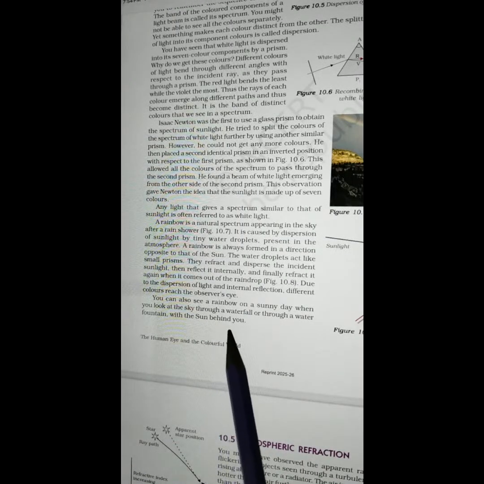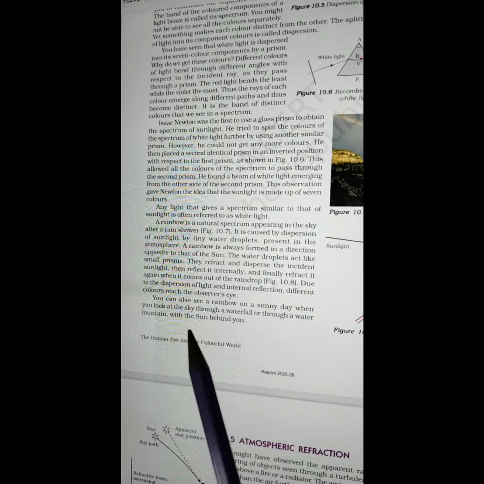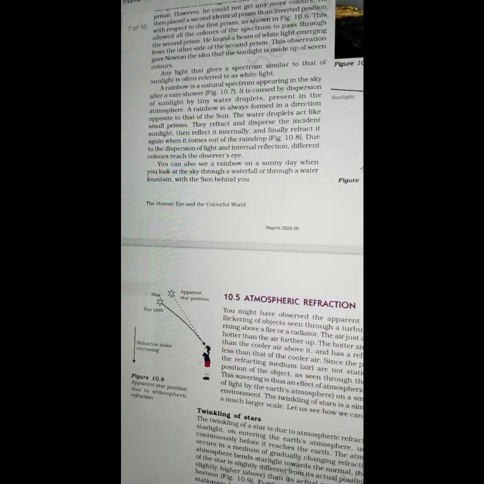Due to the dispersion of light and the internal reflection, different colors reach the observer's eye. You can also see a rainbow on a sunny day when you look at the sky through a waterfall or through a water fountain with the sun behind you.